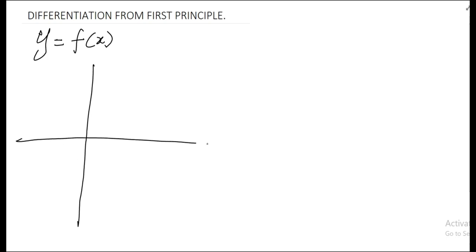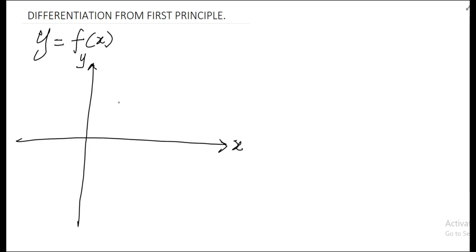For instance, if y is equal to f of x, and y is a function of x, we can explain the relationship between y and x on the coordinate plane. Let's draw this. We have the x-axis and we have the y-axis. So this is the y-axis and this is the x-axis.